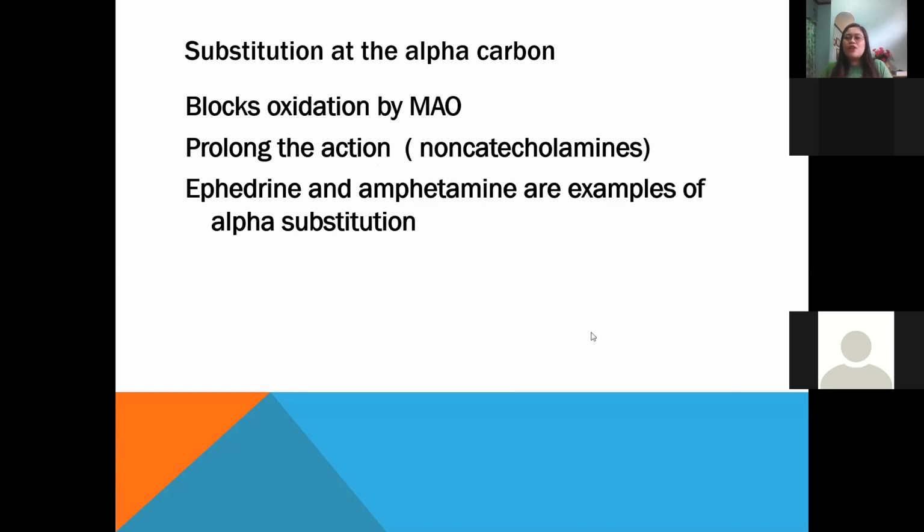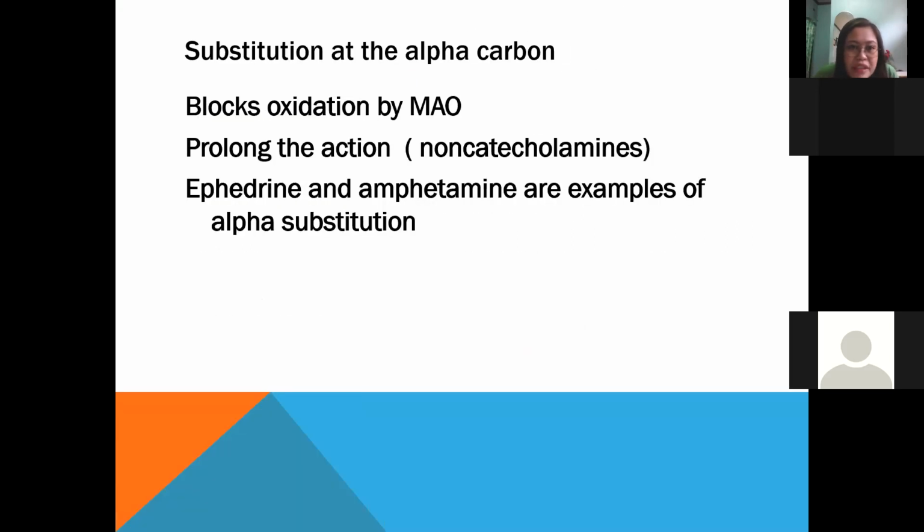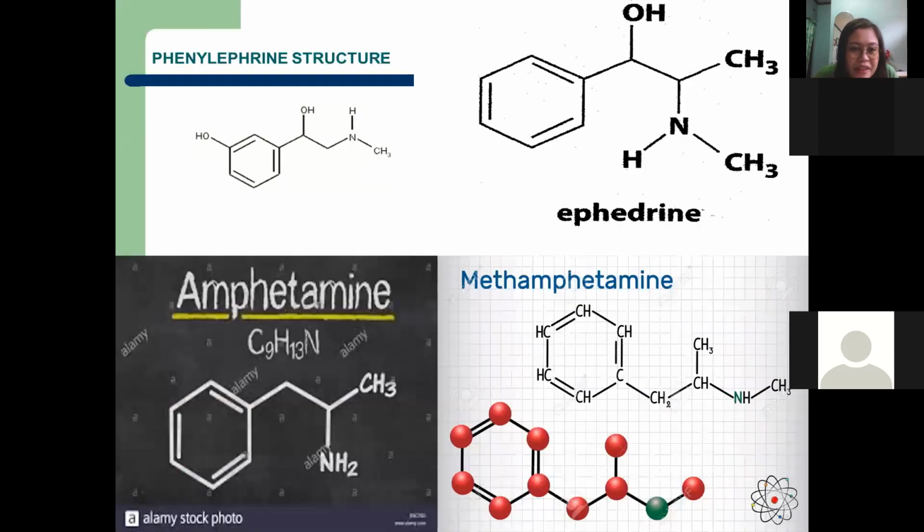Examples of drugs with a substitution at the alpha carbon are ephedrine and amphetamine. These two have no OH, so they are not catecholamines. They are not recognized by COMT, so they can be given orally, and at the same time they are not easily oxidized by MAO because they have a substituent on the alpha carbon. So these are our examples here, ephedrine and amphetamine.